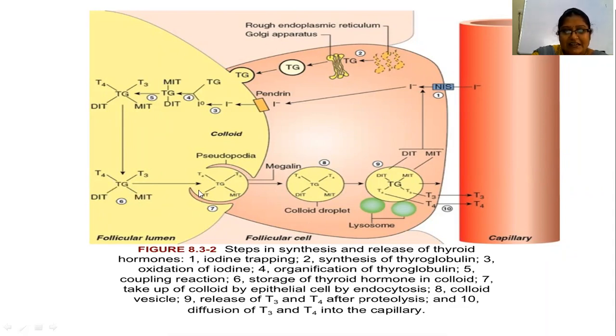Next is the take-up of colloid by the epithelial cell by endocytosis, by production of pseudopodia. And then there is formation of a colloid vesicle, and then there is release of T3 and T4 after proteolysis. And next there is diffusion of T3 and T4 into capillaries.